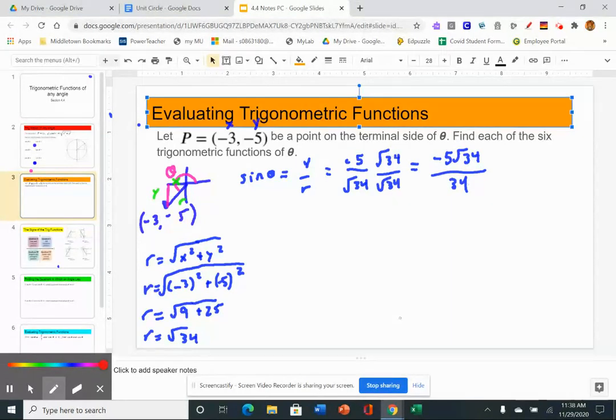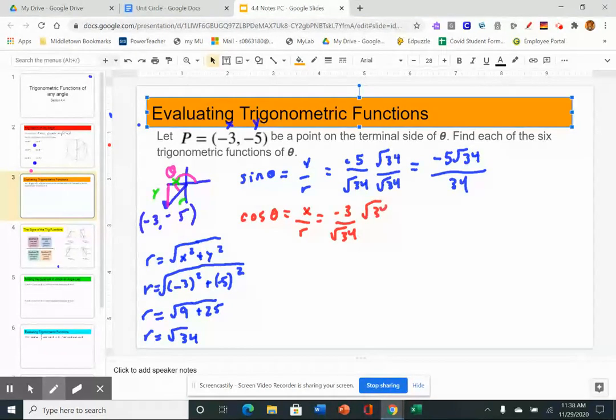Now let's go to the cosine. Cosine of theta is going to be very similar, except now it's x over r. So we're going to have -3 over root 34. Again, you can't leave the root 34 in the denominator, so you have to rationalize. So you're going to multiply top and bottom by root 34. And your final answer is going to be negative 3 root 34 over 34.